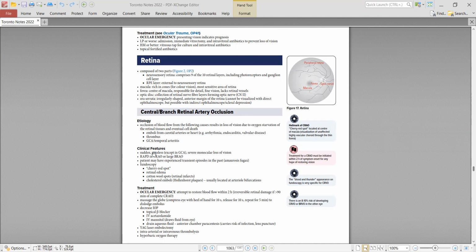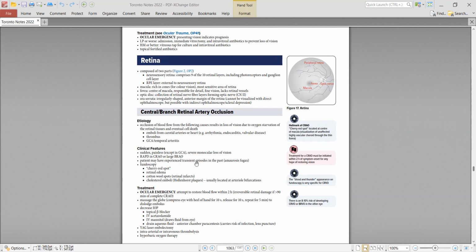So here this CRAO, the cause is sudden painless loss of the vision. The patient will not have any pain, but the patient will feel like a curtain has fallen in his eye and he cannot see from that eye at all. Sudden painless loss of the vision. Severe loss of the vision is that the patient can't see the hand in front of him. Relative afferent pupillary defect in the CRAO or large branch arterial occlusion.